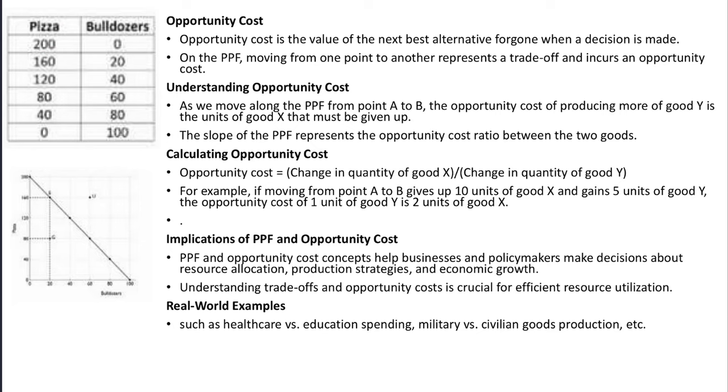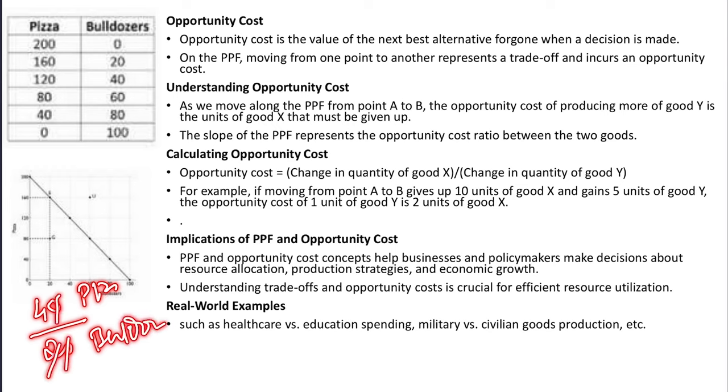Now suppose at one instance you are producing 160 units of pizza and 20 units of bulldozer, but you want to produce more bulldozers, right? So you shifted some resources from production of pizza to production of bulldozer. Now you are producing 120 pizzas and 40 bulldozers. What is the change here? You gave up 40 pizzas to produce 20 bulldozers, right?